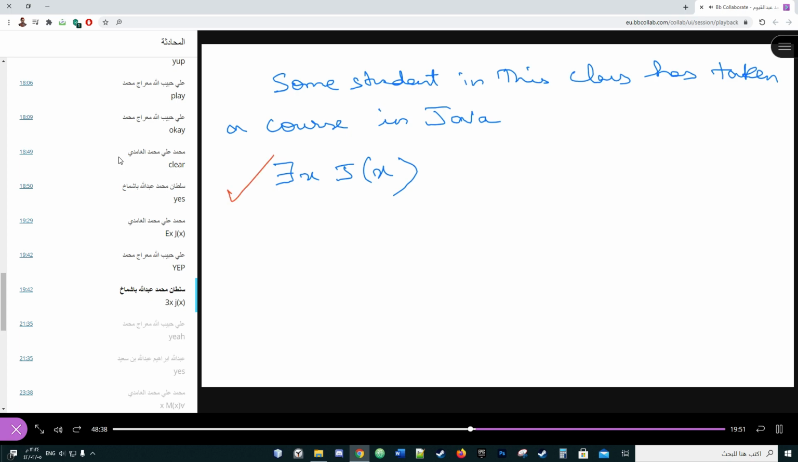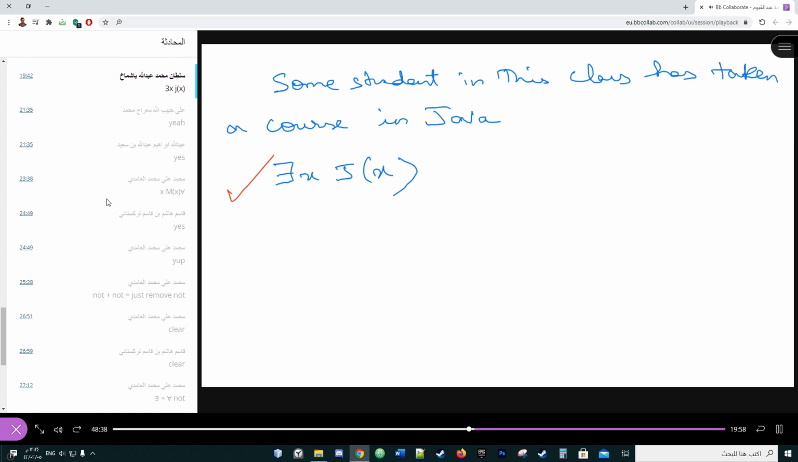Okay, Sultan, nice. You're using the exists symbol, that's a nice symbol. I would have just sat there thinking and thinking how to put that there. Okay, so this is the correct answer.